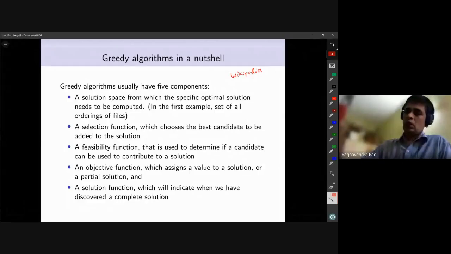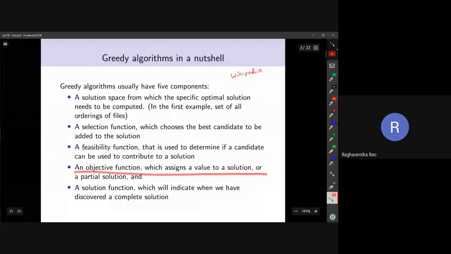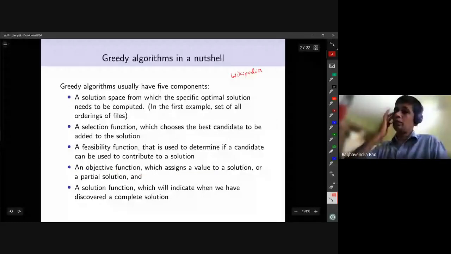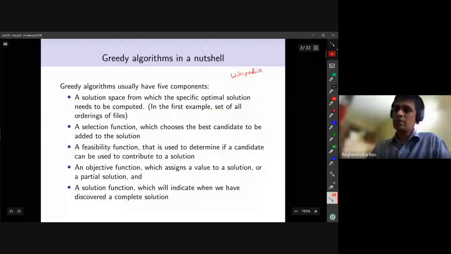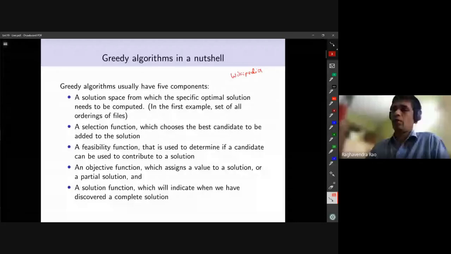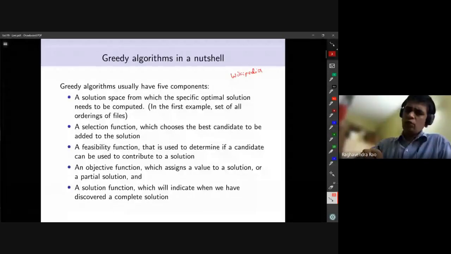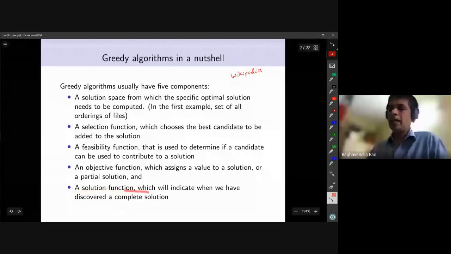So usually these problems also come up with an objective function, which is basically the value that you need to optimize. Okay, the objective function in the first case is average access time. The second one is total access time given the frequencies. The third one is the size of the task set, or the number of tasks. That is the objective function. Okay, so a solution function would generally indicate if we have arrived at the solution or not.